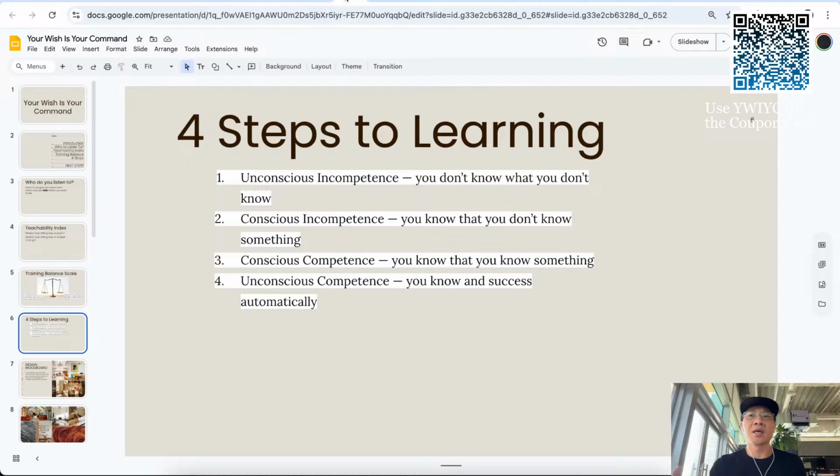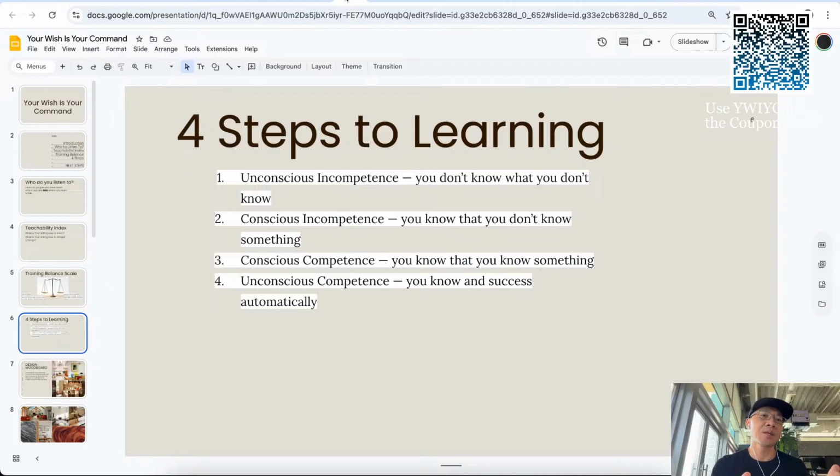Now, we all begin riding a bicycle at zero. We don't know, unconscious incompetence. You don't know what you don't know. When you first start riding a bike, maybe you don't even get on a bicycle. Your parents put on training wheels, or you have a tricycle. You don't know what you're doing, but you're putting your hands on the handles, okay? And then you're doing your best to pedal, getting coaching from your parents, from your siblings.